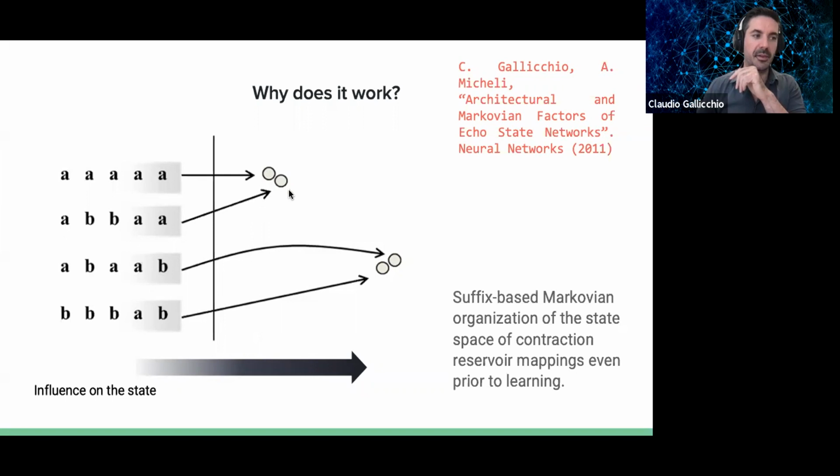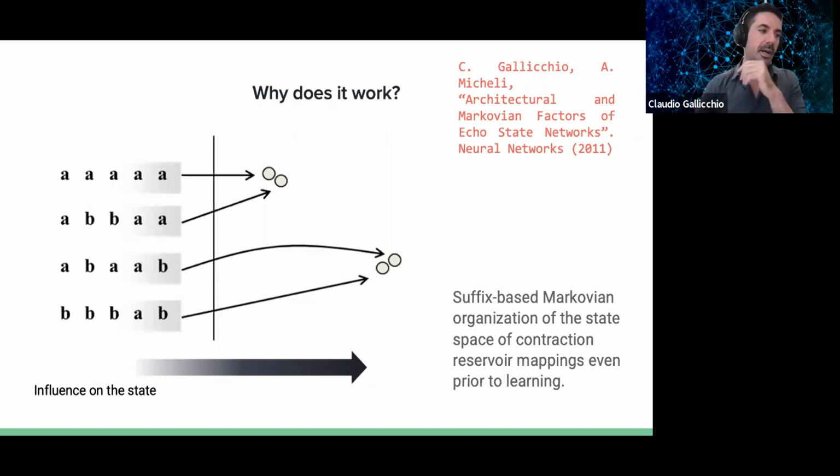So here, for example, the state space is just two-dimensional, but of course, this is just for the sake of representation. And the other two sequences, again, also share a common suffix, AB, that is different from the previous one. So they will be mapped into close states, but different from the previous two. So for example, these two, the second and the third sequence, they don't share a common suffix. They are mapped into very different points in the state space.